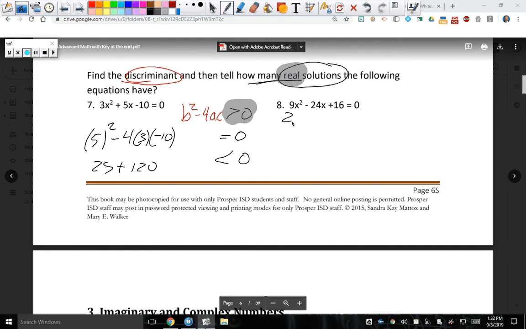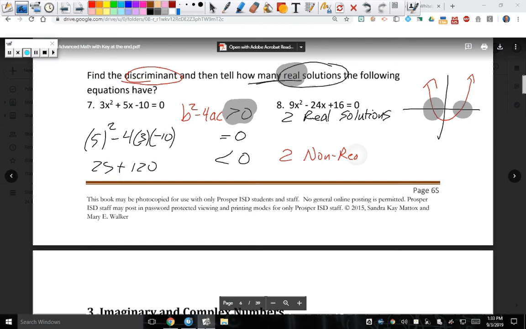2 real solutions. And they would look something like, on the graph, you could see two separate x-intercepts. Okay? The other one, it's equal to 0. Actually, let's do that one last. What if it's negative? What would it be here as far as how many answers and what would they look like? So non-real solutions, right? But there's still two answers. Okay? So we're going to put two non-real solutions.